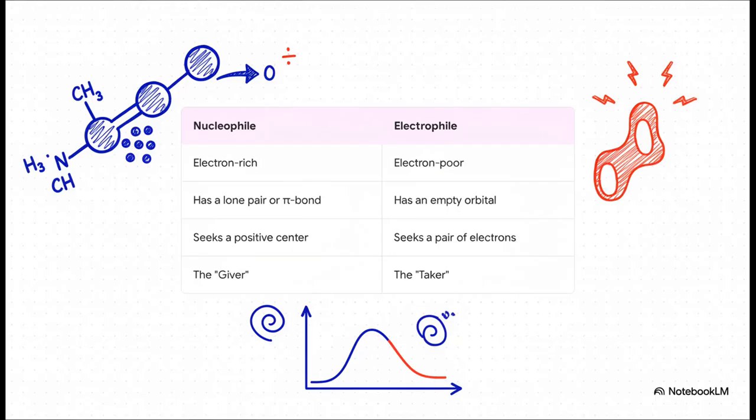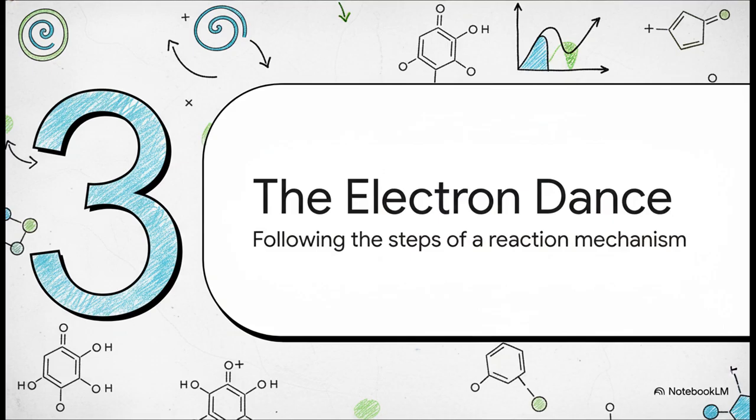And when you see them side by side like this, the whole opposites attract story just clicks. You've got the electron-rich nucleophile and the electron-poor electrophile. One has electrons to give, the other has a space to accept them. It's this fundamental attraction that literally sparks the whole chemical reaction into life. So we've got our characters. Now, what about the plot?